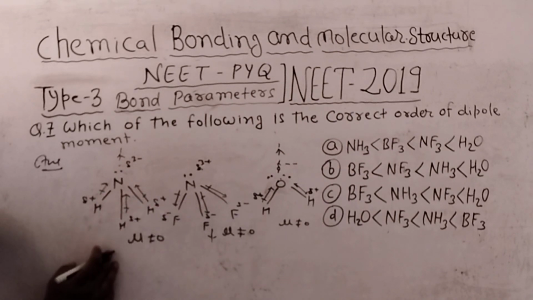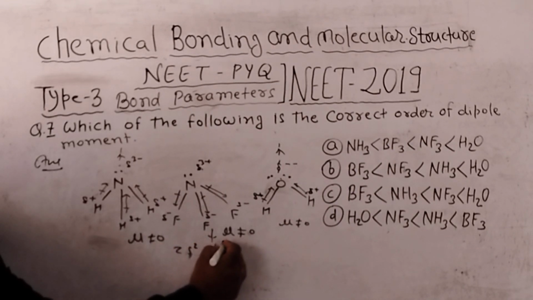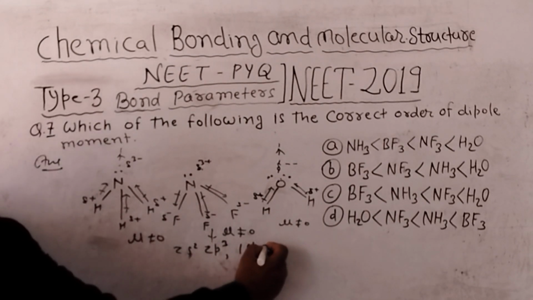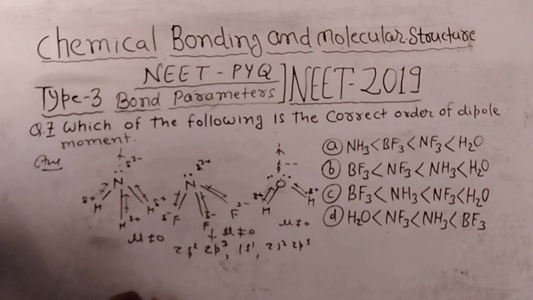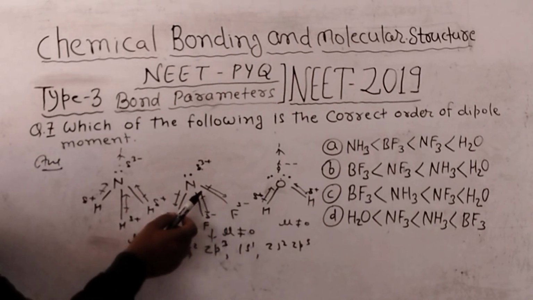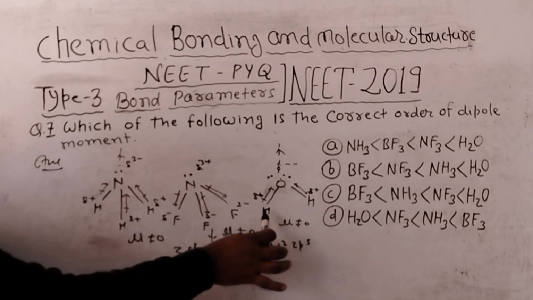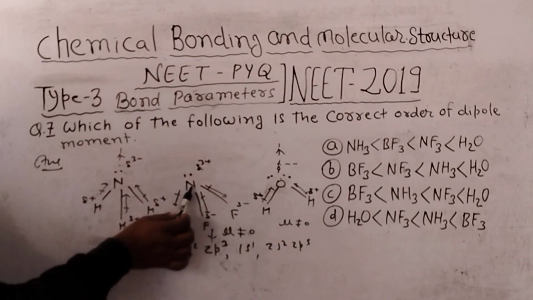Suppose the central atom's last shell configuration: for nitrogen 2s2 2p3, for hydrogen 1s1, for fluorine 2s2 2p5. So the bond length of O-H is very much less than N-H and N-F.